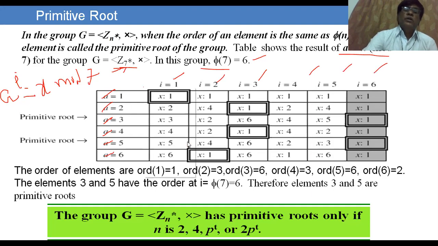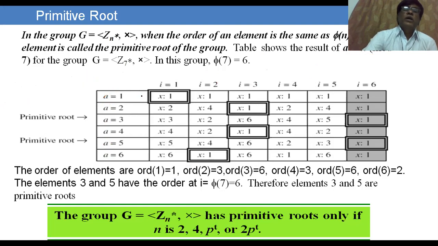Now check: if a is equal to 1 and i is equal to 1, then a power i is 1 power 1 mod 7, and 1 mod 7 is 1. So x is equal to 1. Similarly, for a equal to 1, 1 squared is 1, and for the cube also 1. For all the values, the x value is 1.